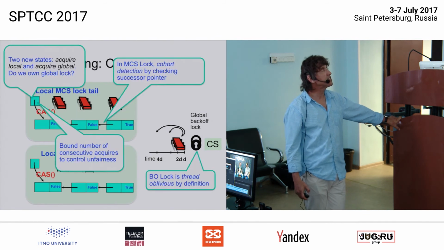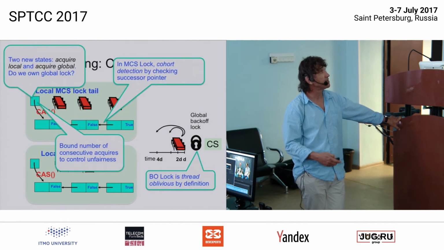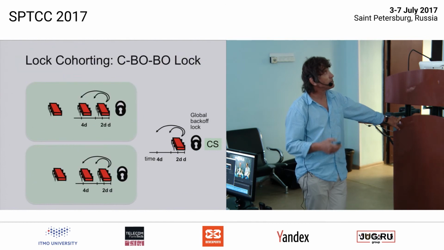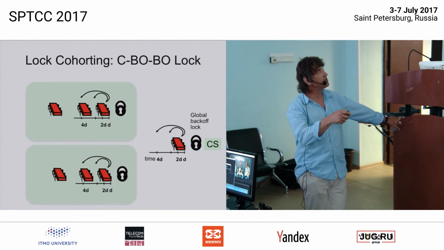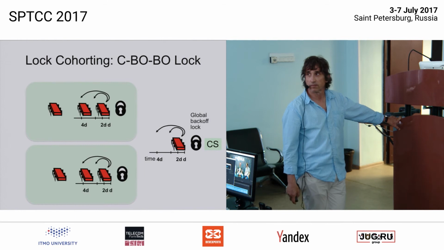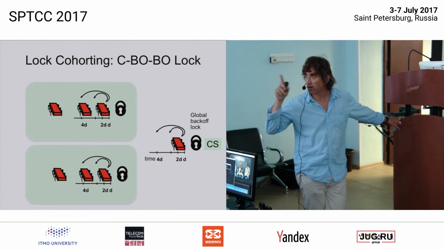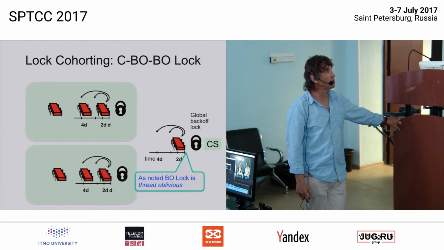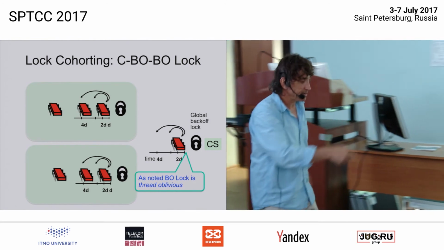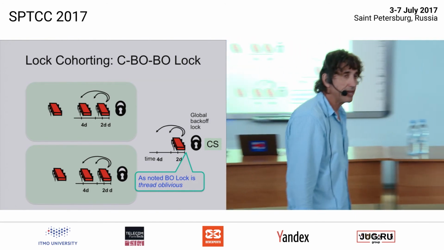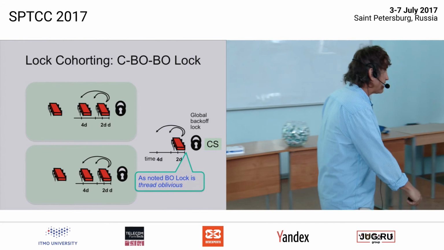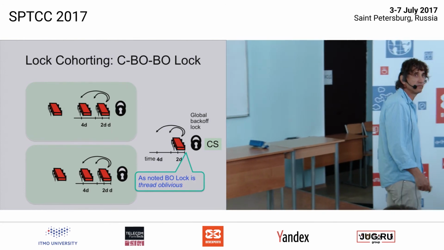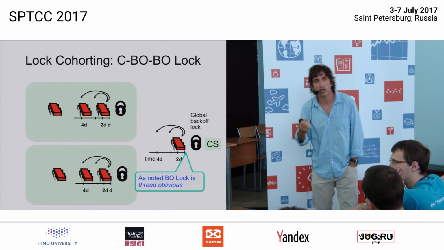So this lock is what we call the C Backoff MCS, and now I'm showing you another type of lock. Here is another cohort lock. This one has Backoff globally and Backoff locally. Okay? So it has Backoff both locally and globally. The Backoff lock is thread oblivious. Does the Backoff lock have the property of cohort detection? Can you do cohort detection on a Backoff lock?